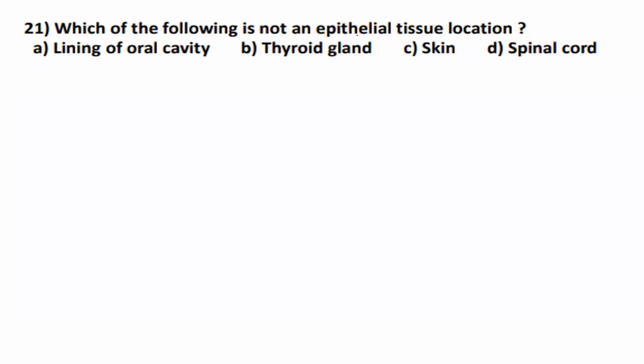21. Which of the following is not an epithelial tissue location? Epithelial tissue covers the internal and external parts of our body, all the free surfaces. Lining of the oral cavity, yes. Lining of the nasal cavity, yes. Lining of the anal cavity. All those cavities are lined with what? Epithelial tissue. Thyroid gland covering, yes, correct. Skin, correct, epithelial tissue. Which is not a location? The spinal cord is not a location.